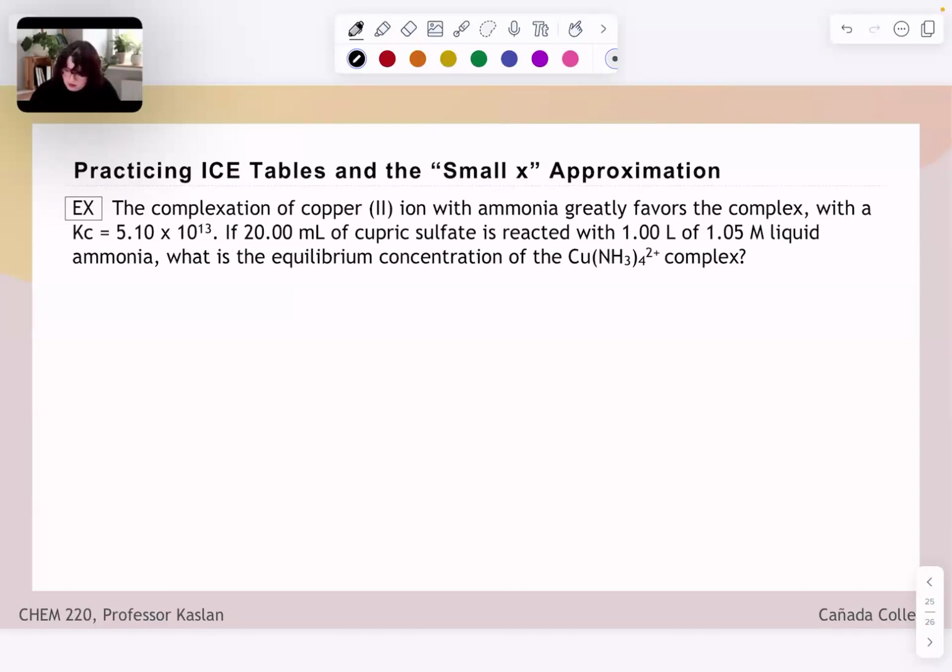And I was told that I have 20 mils of copper 2 sulfate reacted with 1 liter of this molar ammonia. What is the concentration of the complex that is formed? This does not make sense because they didn't give us the concentration. So let's make our life easier. Let's go ahead and call this 0.100 moles of copper 2 plus.